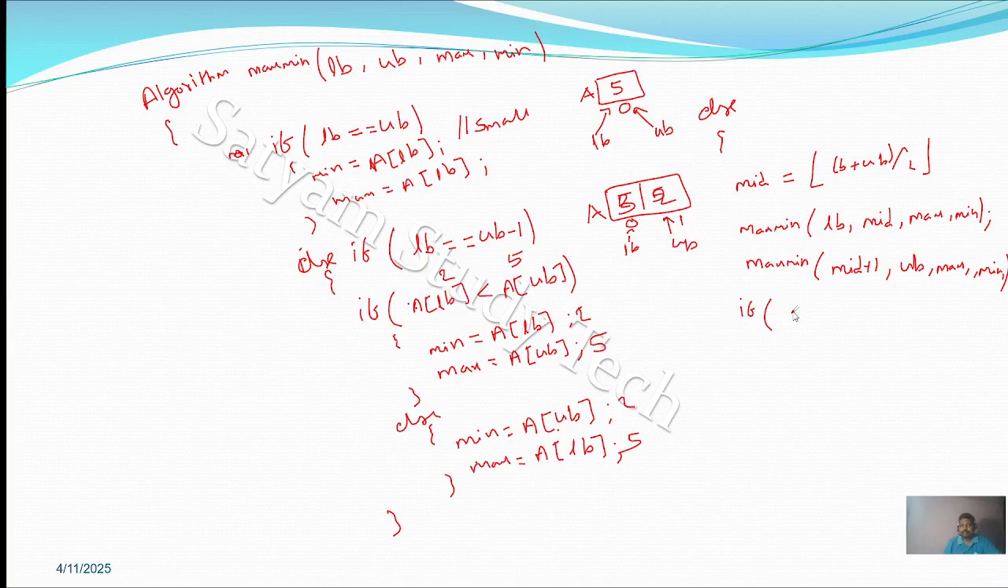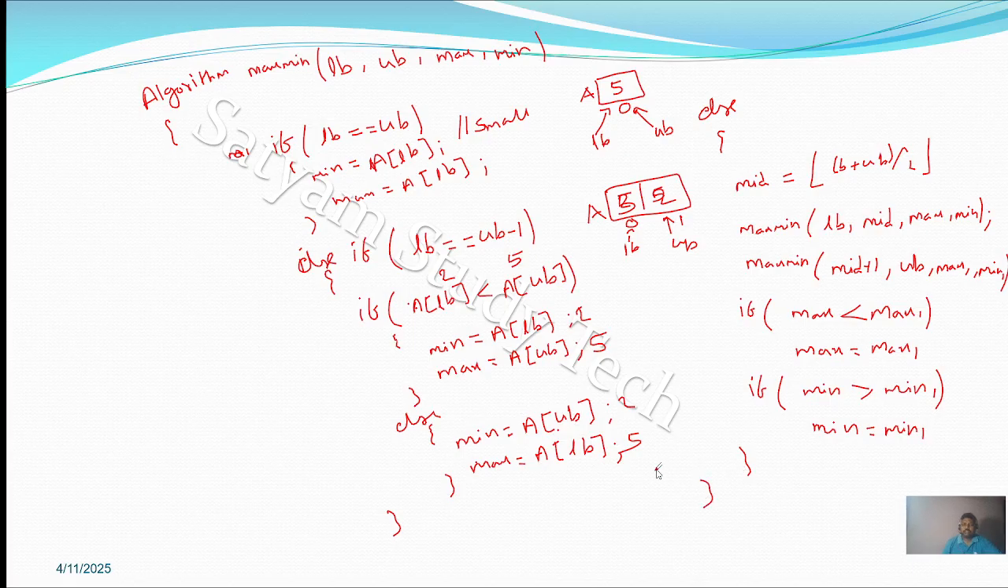Here it is, if maximum less than max 1, you can update the maximum equal to maximum 1, and also if minimum greater than minimum 1, so you can update the minimum. Min value is min 1. So this is the algorithm. Now we can see the example.